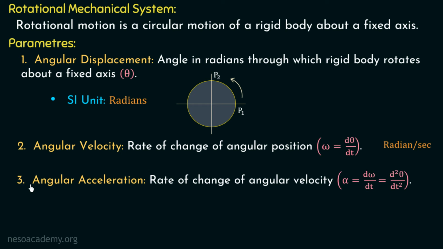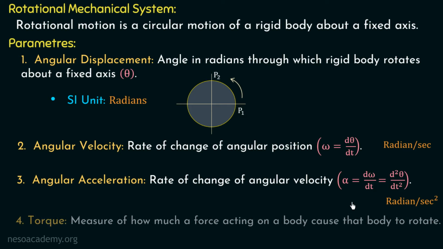Now moving on to the third parameter, which is the angular acceleration. It is the rate of change of angular velocity if a rigid body is moving in a rotational motion. It is represented by the letter alpha, and it is equal to the rate of change of angular velocity with respect to time. From this equation, we know that the angular velocity omega is equal to the rate of change of angular displacement with respect to time, and hence we can say alpha, which is the angular acceleration, is equal to the double derivative of angular displacement with respect to time. The SI unit of angular acceleration is radian per second squared.